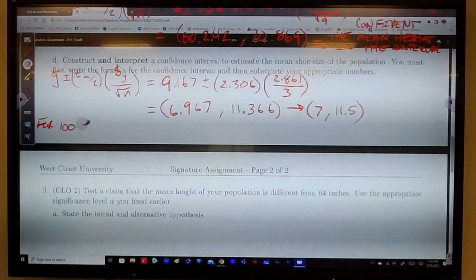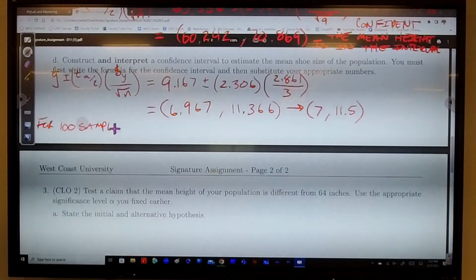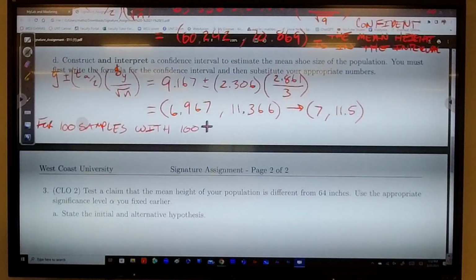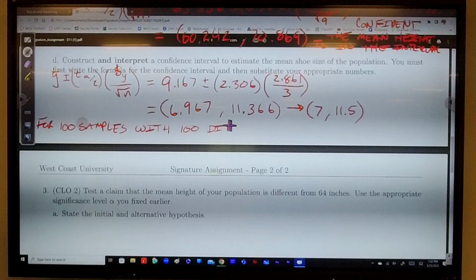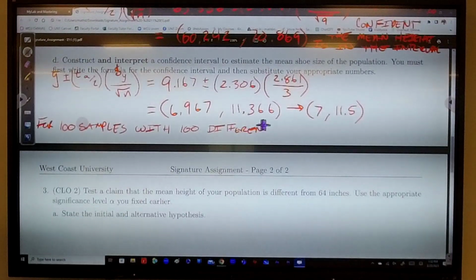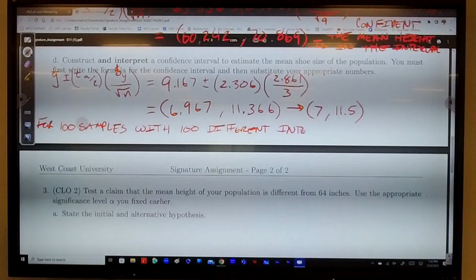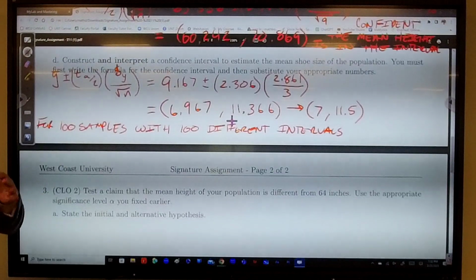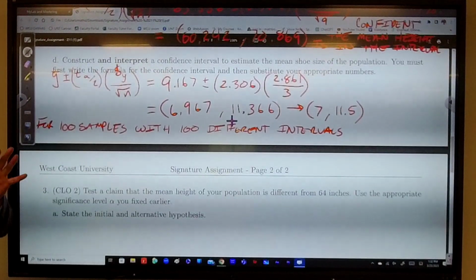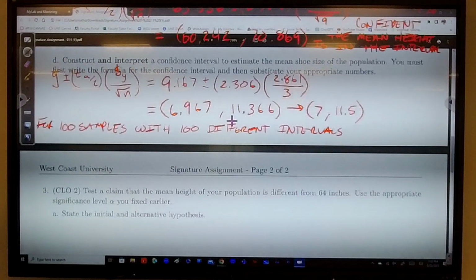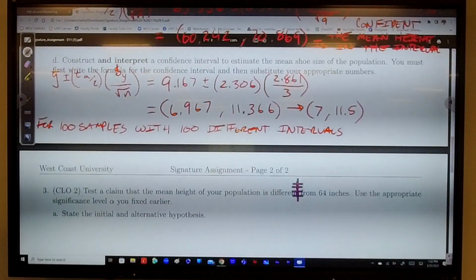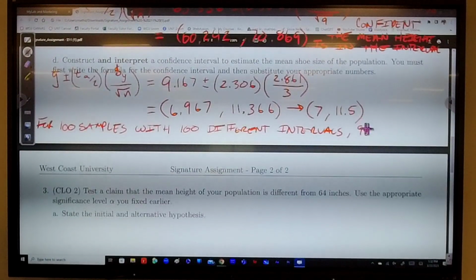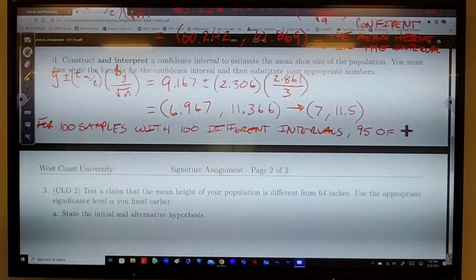So for 100 samples with 100 different intervals, right? Because there's no reason they should be the same every time, because you've got different people in your sample every time. You would get a different confidence interval every time. They'd be similar, but still different. So for 100 samples with 100 different intervals, 95 of them would actually contain the population mean.